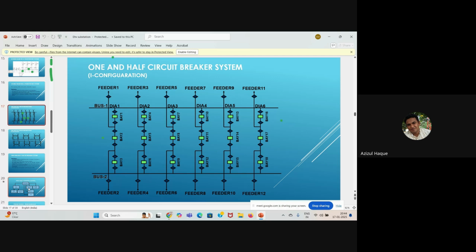Similarly, in dia 5, this is bay number 13 and breaker number 13, and this is breaker number 15, and there is tie breaker number 14. So we will close this breaker also. So what will happen? Bus will be connected from this point also through breaker number 13, 14, and 15. And bus is connected through this line also, breaker number 1, 2, and 3.